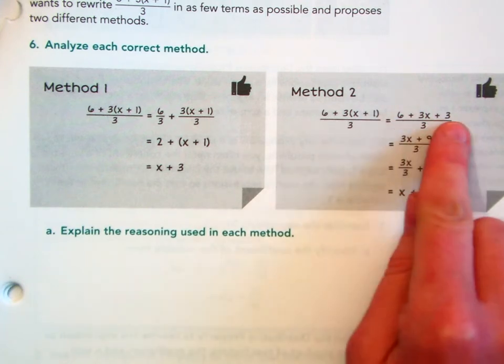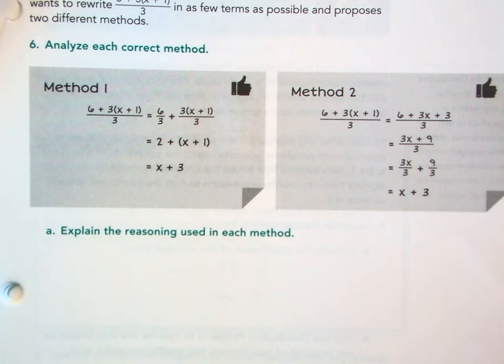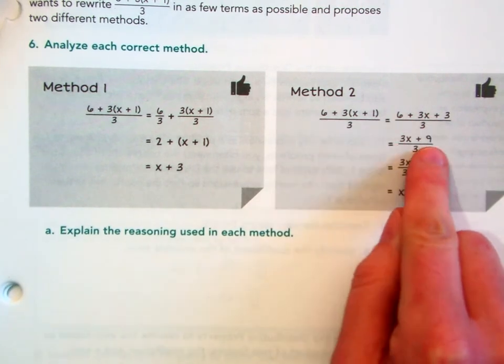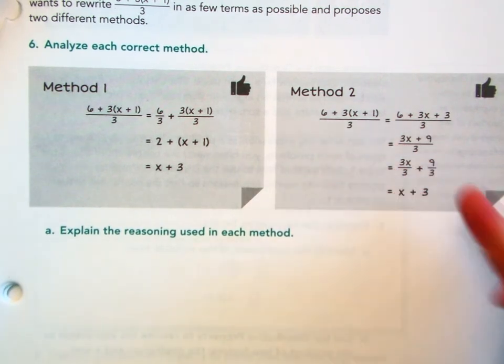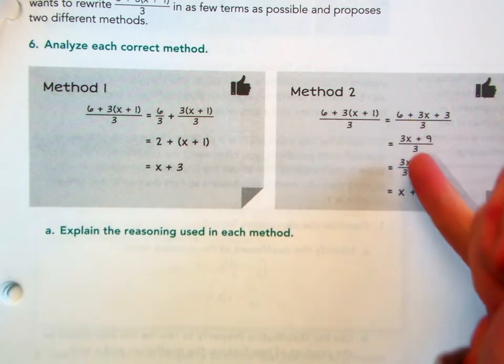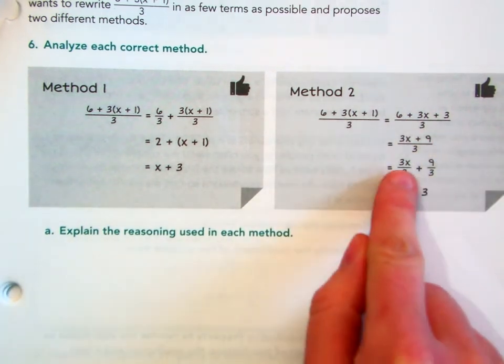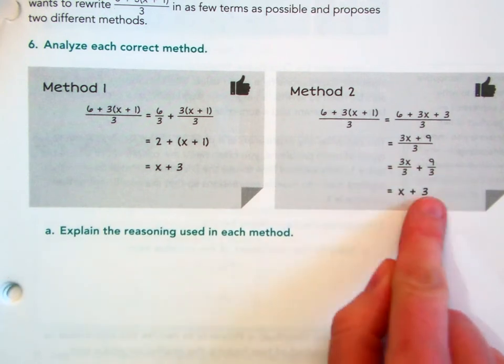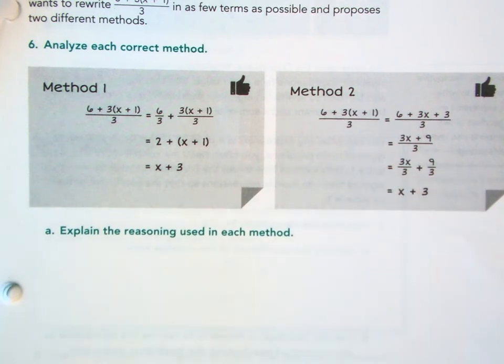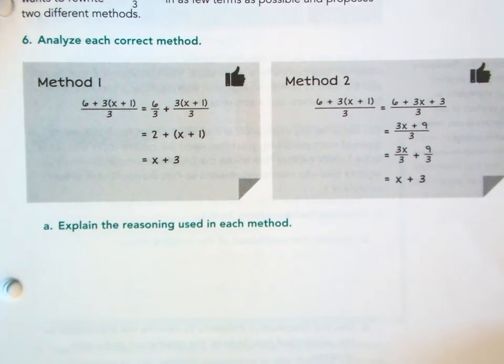So he's combining that 6 and the 3 to make 9. So you've got 3x plus 9. Then he uses that distributive property to have 3x divided by 3. Then the 9 divided by 3. He simplifies both sides. He gets the same thing. So let's put this into words. Method 1 divided the 2 terms, each by 3.